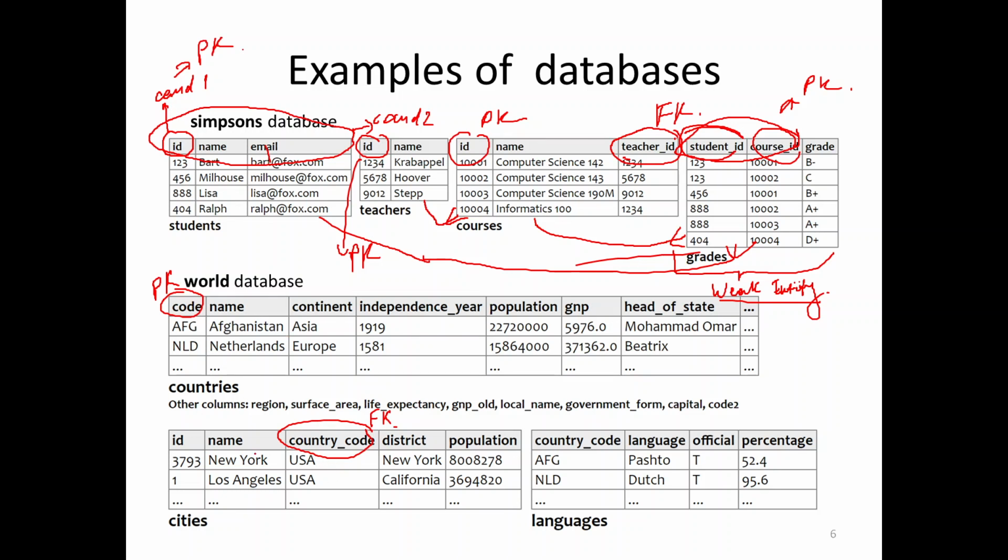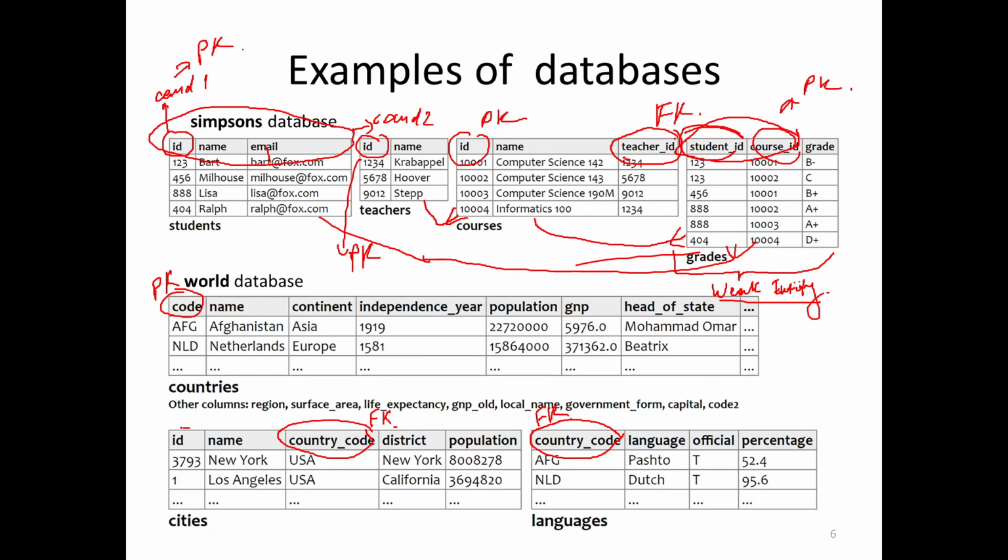So one country can have multiple cities, right? And you can find out how many languages are used in that particular country. Again, the languages table is using a foreign key. The foreign key is coming from the countries table, right? So these are foreign keys.